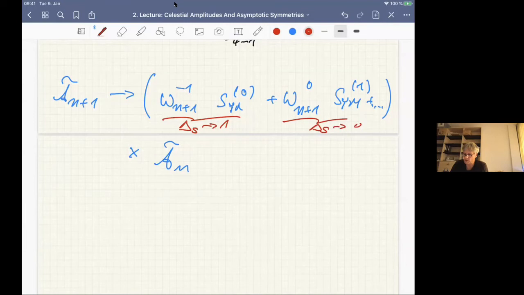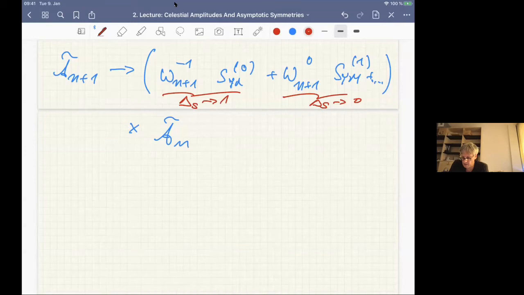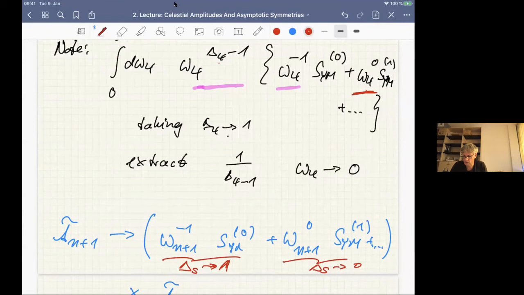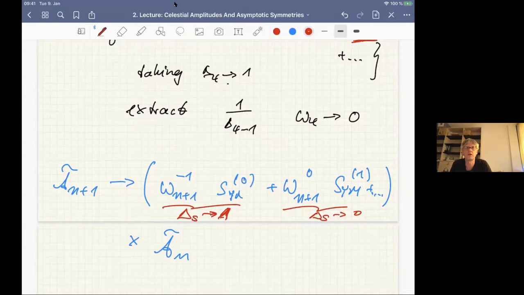So that means the soft expansion in four dimensions corresponds to an expansion in the complex delta space, and you go to these discrete values like 1, 0, or minus 1, and so forth. So that will be important in the amplitude, that we take these limits in this delta space and get something which is analogous to the soft limits in four-dimensional space.